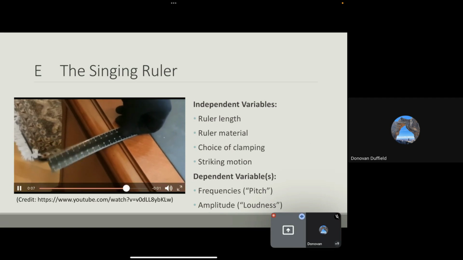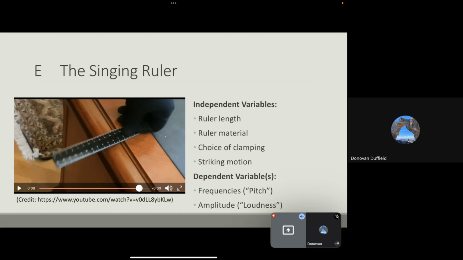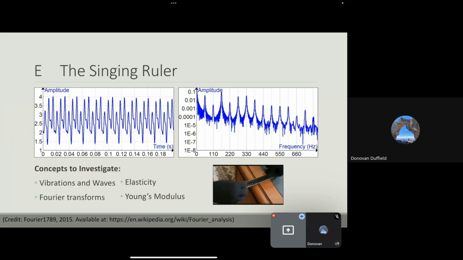Okay, and those parameters could be the ruler length, the ruler material, right? Let me maybe just briefly pause this. Right, so the ruler length, the ruler material, the choice of clamping, right? And also the striking motion. Then your dependent variables are frequencies and amplitude, or colloquially, pitch and loudness, right? But kind of a misconception when you're measuring the pitch of an object is that no object has just one pitch, okay?